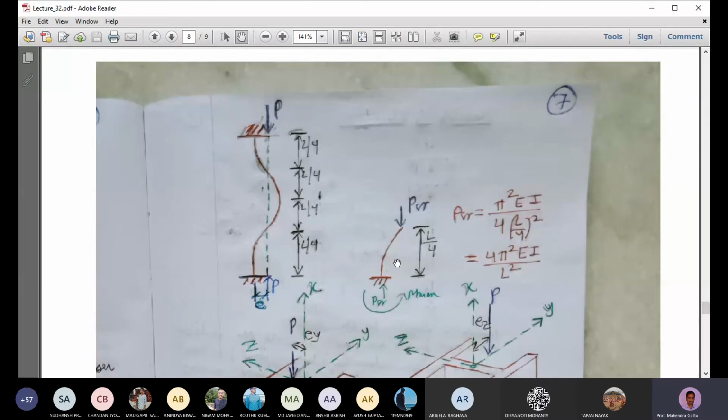So for this problem, we can find the P critical value by finding the P critical for this cantilever. So P critical will be pi square EI by 4 L square, where L will be L by 4. So L by 4 whole square will be L square by 16. So it will be 4 pi square EI by L square. So for this column with fixity at both the top and the bottom, for a span of length L, the critical buckling load is 4 pi square EI by L square.